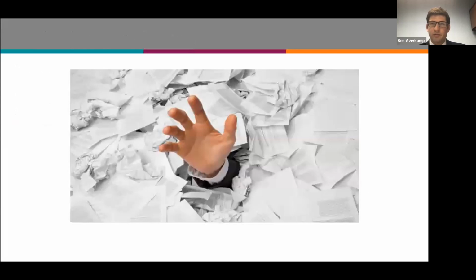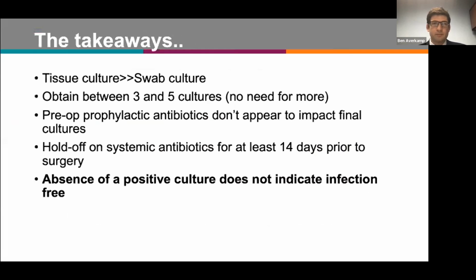At this point, you're probably feeling like you're drowning in information, but to make it easier on everyone, here are just a few key takeaways from what we just discussed. Tissue culture is much better than swab culture. Really avoid using swab culture. Obtain between 3 and 5 cultures. Most people will recommend 5, but there's no need for more as you have diminishing returns. Pre-op prophylactic antibiotics don't appear to impact overall final culture results. If possible, hold off on systemic antibiotics for at least 14 days prior to surgery. And ultimately, the absence of a positive culture does not indicate that you're infection-free.